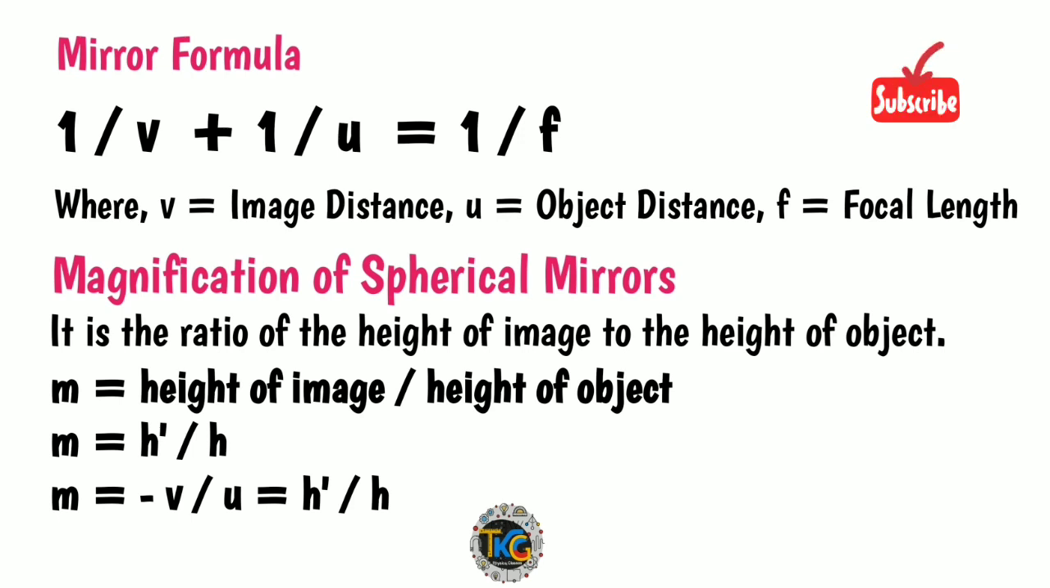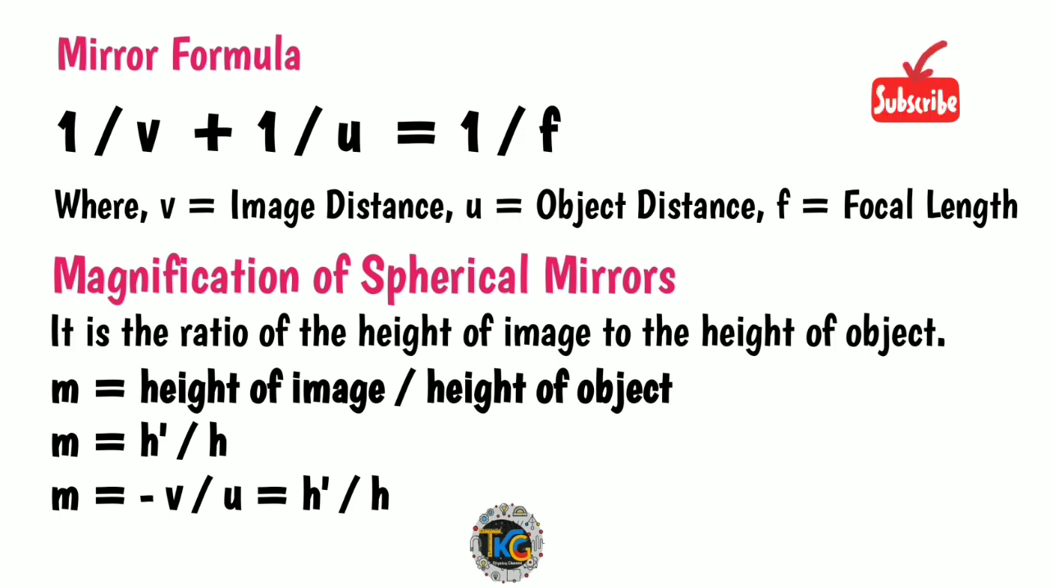Here m is called the magnification. And there is another formula of magnification, that is m equal to minus v by u, which is in class 12 in details. So one formula is m equal to h dash by h, and another formula is m equal to minus v by u. So by comparing the two equations, we can write m equal to minus v by u equal to h dash by h. So these two formulas are important for solving numerical problems.